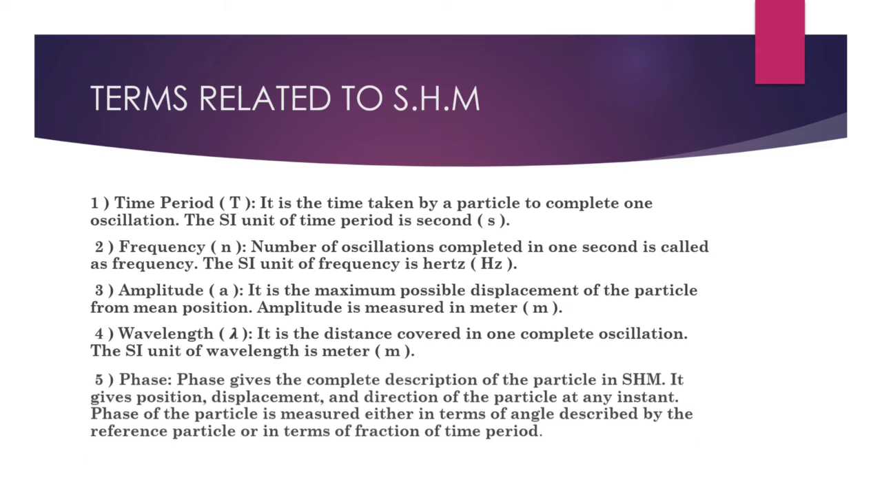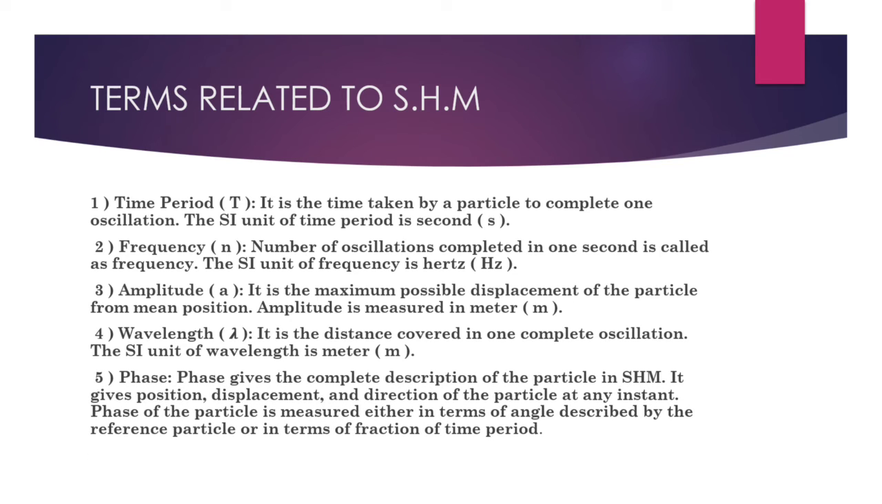Fifth, phase. Phase is the complete description of the particle in simple harmonic motion. It gives the position, displacement and direction of the particle at any instant. Phase of the particle is measured either in terms of the angle described by the reference particle or in terms of a fraction of the time period.